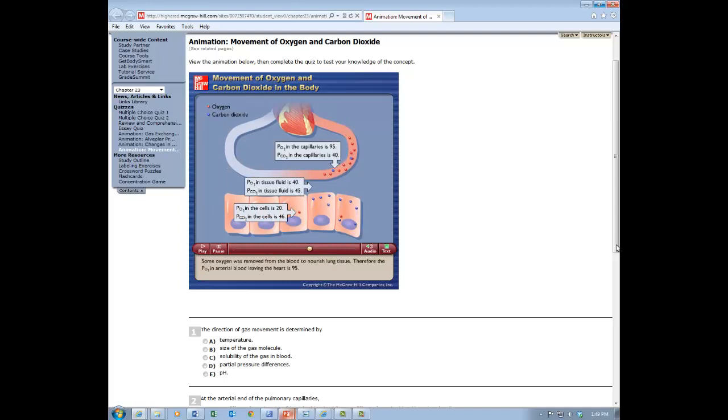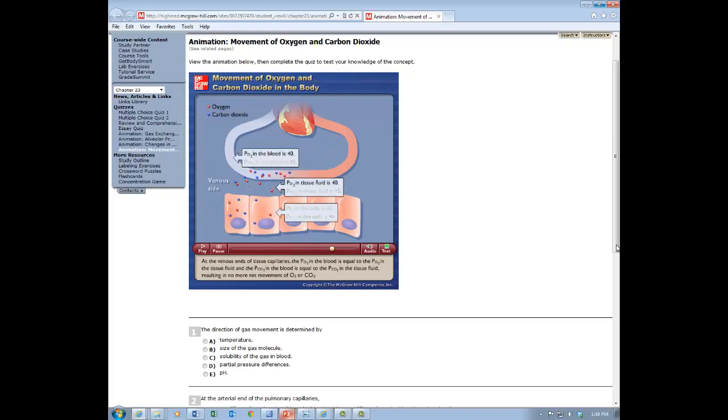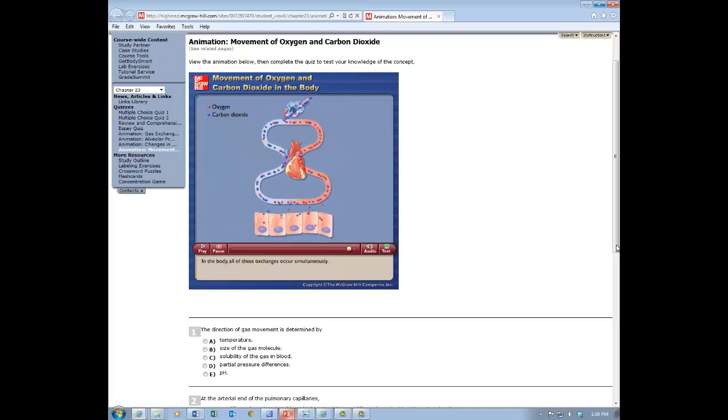Some oxygen was removed from the blood to nourish lung tissue. Therefore, the PO2 in arterial blood leaving the heart is 95. Oxygen diffuses out of the arterial ends of tissue capillaries into the tissue fluid, then into the cells, and carbon dioxide diffuses out of the cells into the tissue fluid, then into the blood because of differences in partial pressures. At the venous ends of tissue capillaries, the PO2 in the blood is equal to the PO2 in the tissue fluid, and the PCO2 in the blood is equal to the PCO2 in the tissue fluid, resulting in no more net movement of O2 or CO2. The blood now carries the O2 and CO2 to the lungs. In the body, all of these exchanges occur simultaneously.